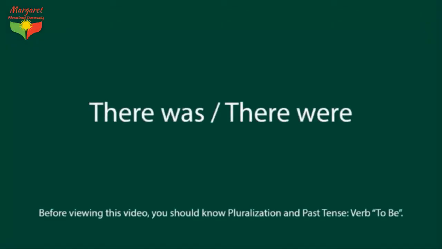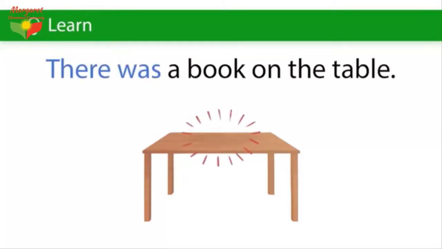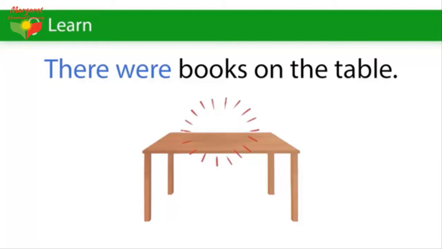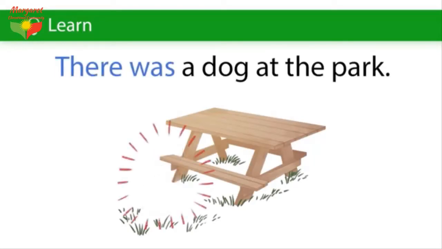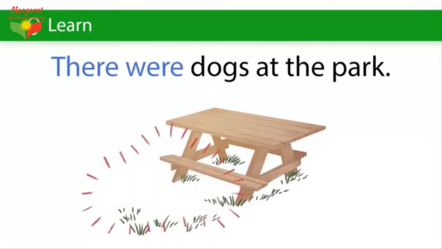There was. There were. There was a book on the table. There were books on the table. There was a dog at the park. There were dogs at the park.